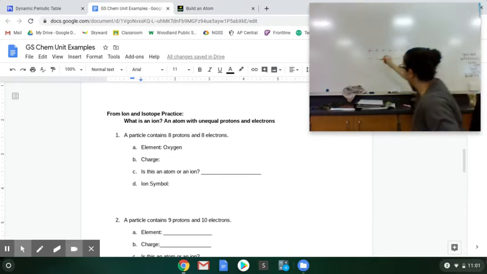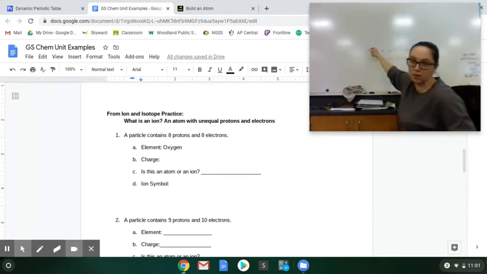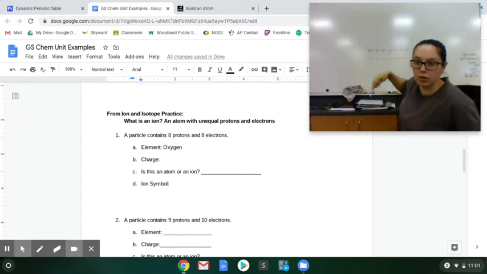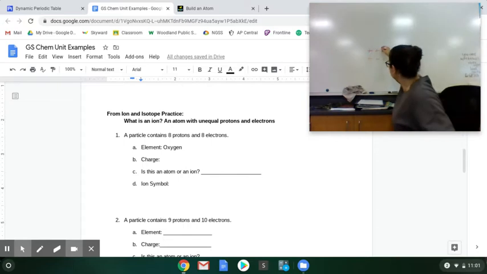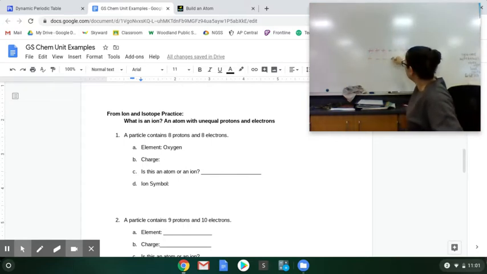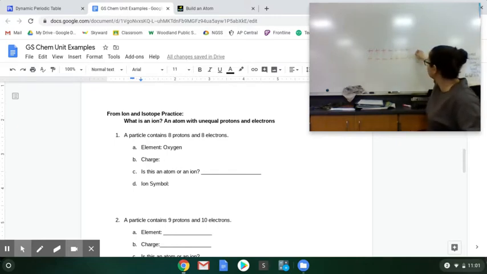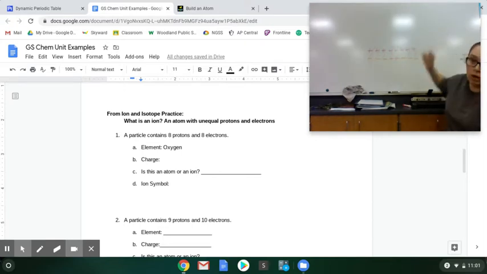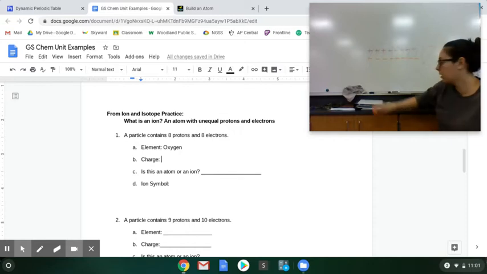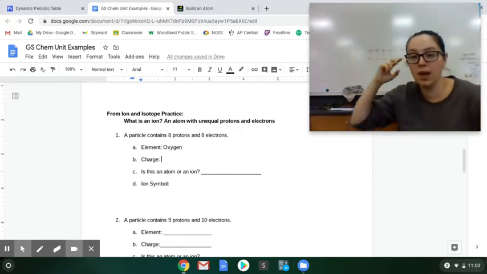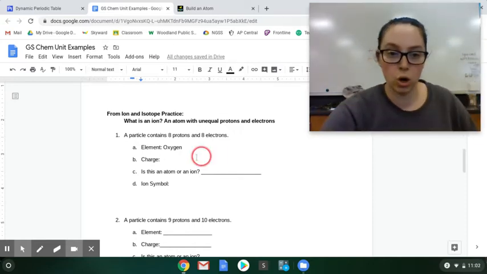For every proton, if there's an electron, they cancel each other out. It's neutral. So we need to figure out if they all cancel. Proton, electron, cancel. Proton, electron. Plus, minus, plus, minus, plus, minus. There is nothing left over on the outside. There's no extra protons, no extra electrons, which means we are going to have a neutral atom, or no charge.